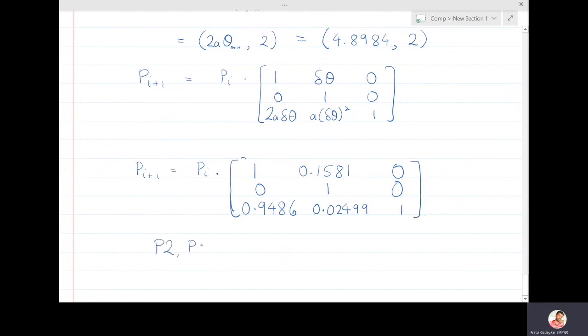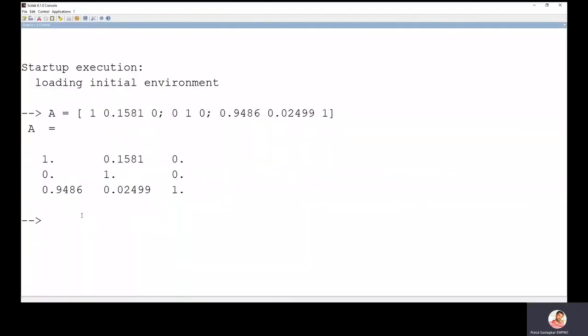So we will get p2, p3 and p4 from this particular formula. We will find them using Scilab. So the matrix A is as above, as we have seen: 1, 0.1581, 0, 0, 1, 0, and the last row is 0.9486 and 0.02499 with the 0, 0, 1 in the last column. The first point was p1 equal to 4.8984 and 2, and in homogeneous coordinates I insert a 1 here.